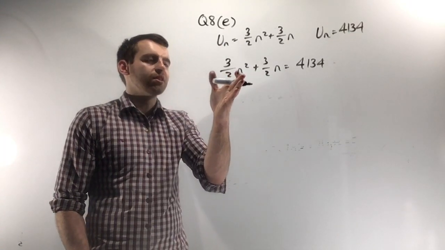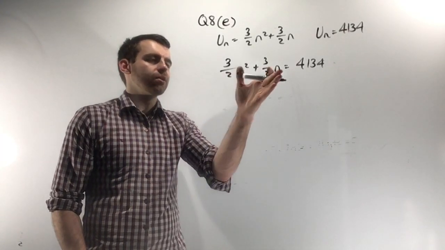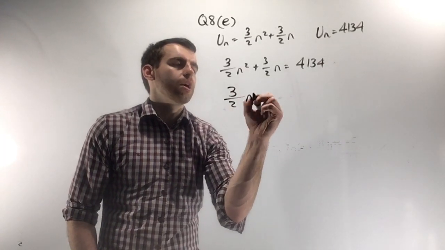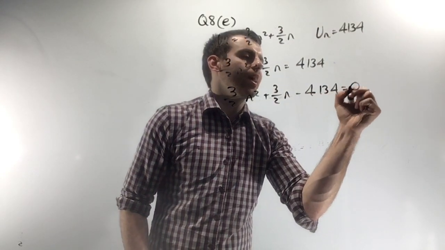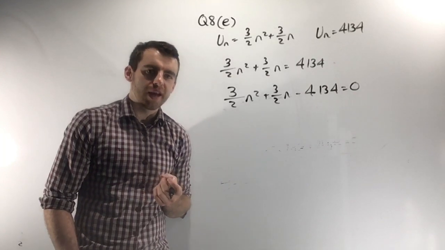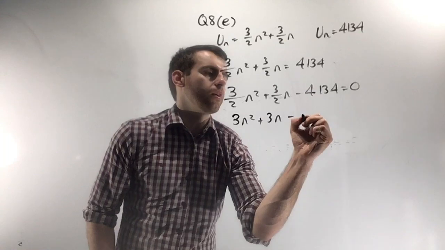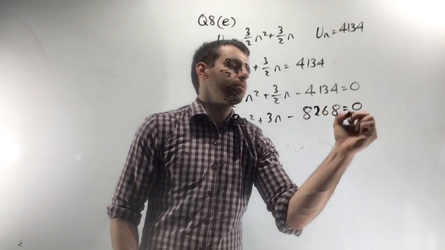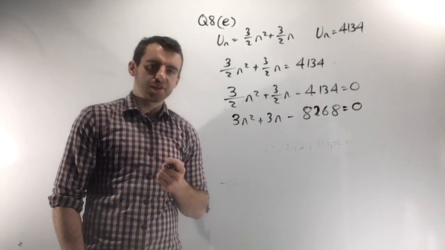So in this case, I just need to solve here to try and find the value for n. You should notice that you have an n squared, an n, and a constant. Or in other words, we have a quadratic equation. I'm going to bring the constant to the left-hand side, and my next goal is to try and eliminate the fraction. In order to eliminate the fraction, I'm going to multiply everything by 2. If you multiply the first two terms by 2, the fractions are gone. And if you multiply the last term by 2, you're going to get 8268 equals 0. So I have 3n squared plus 3n minus 8268 equals 0.